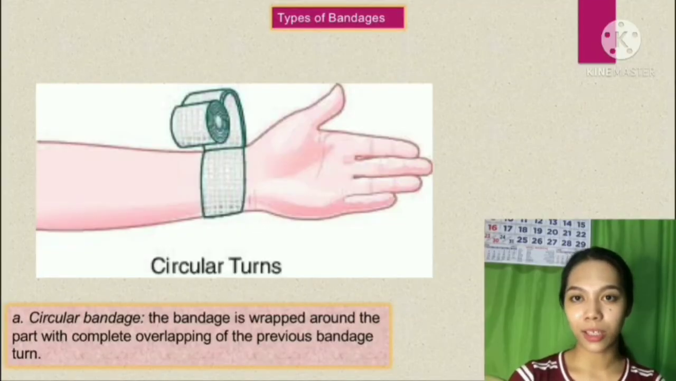Types of bandages. Circular bandage. The bandage is wrapped around the part with complete overlapping of the previous bandage turn.